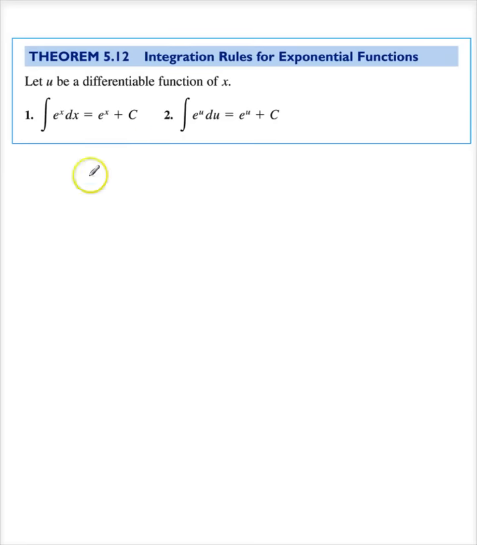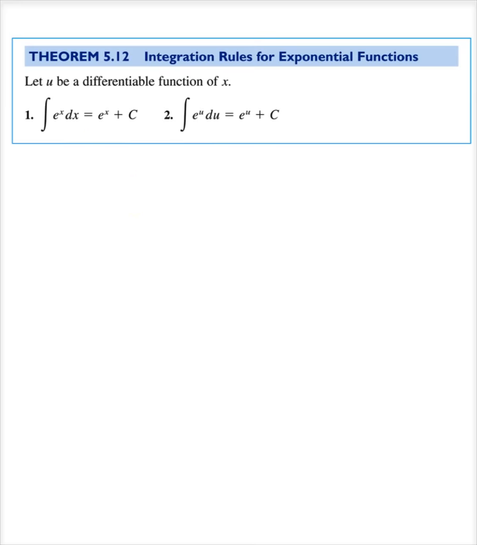The integrals of exponential functions is also quite straightforward. The integral of e to the x dx is equal to e to the x plus c. And if I have a function of u, then the integral of e to the u du is equal to e to the u plus c.